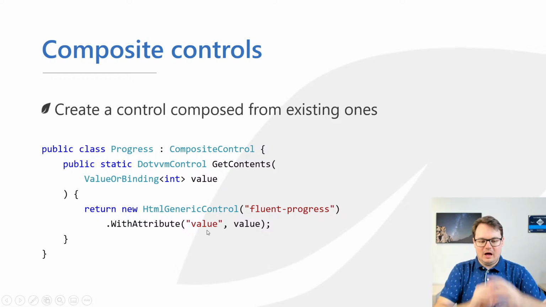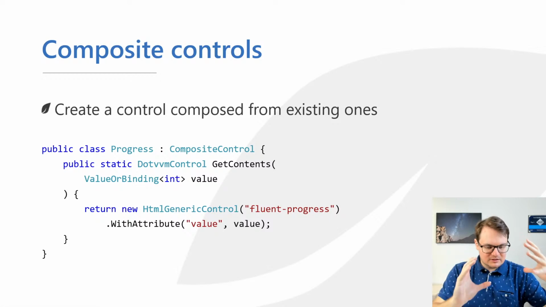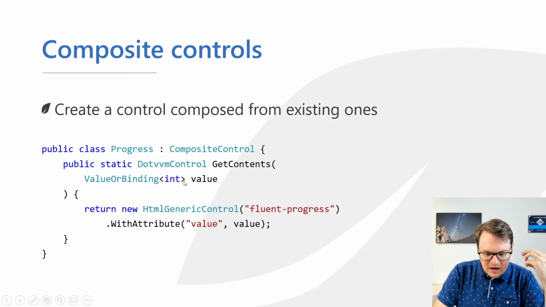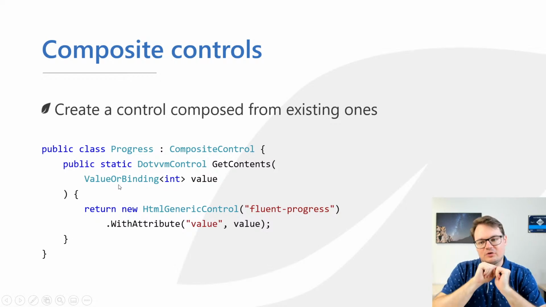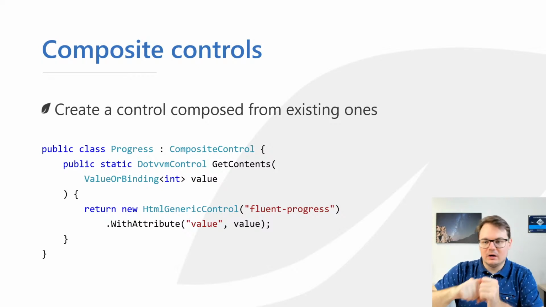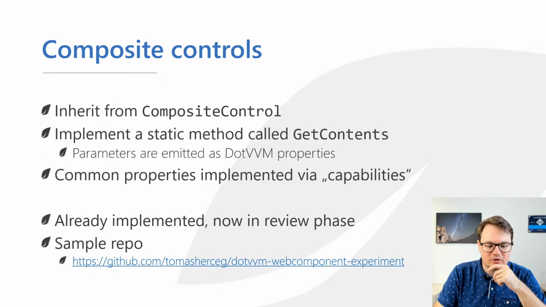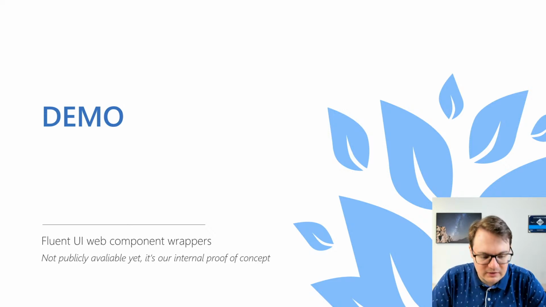So I'm creating a statically typed DotVVM component which will know about the value property. It will know the type of the attribute, it will know if it supports a binding or not, and it just renders some HTML. And then the Fluent UI scripts will make it look like a Fluent UI progress bar. So this is a very, very easy and simple way to write wrappers over existing controls. So let's look at our demo.